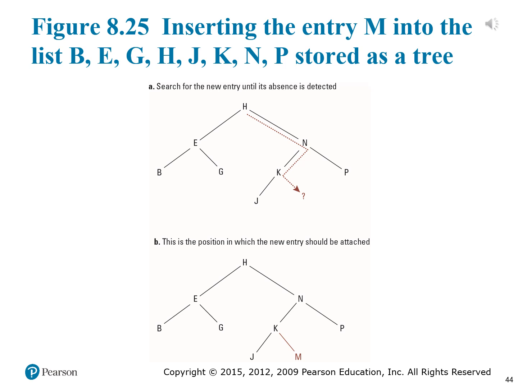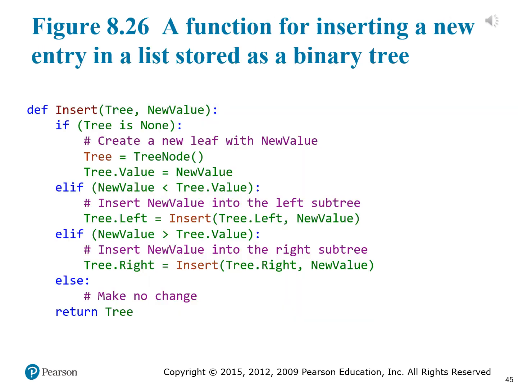First, M is searched and the right child of K is reached. Since the pointer is empty, M can be added as an additional node to the tree. A function expressing this process in the case of a linked tree structure is shown in figure 8.26. It searches the tree for the value being inserted, called new_value, and then places a new leaf node containing new_value at the proper location. Note that if the entry being inserted is actually found in the tree during the search, no insertion is made.